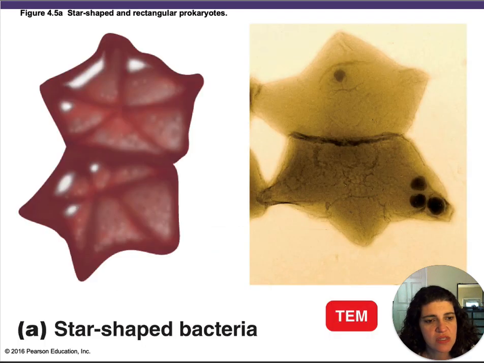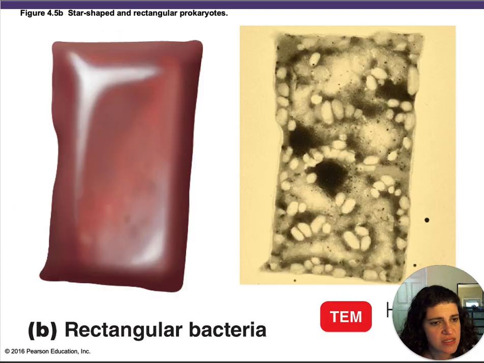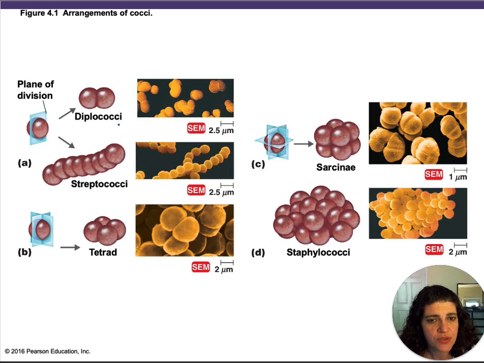Cool. So this is a star-shaped bacteria, and this is a rectangular bacteria, okay? So how can they arrange? Bacteria can arrange as a duplet, or as a chain, or as a tetrad, or as what you call sarcini, which is like their different axes when they divide, so they form this 8 structure cluster, or they can form these big clusters here that look like a grape cluster, and that's the staphylococci.